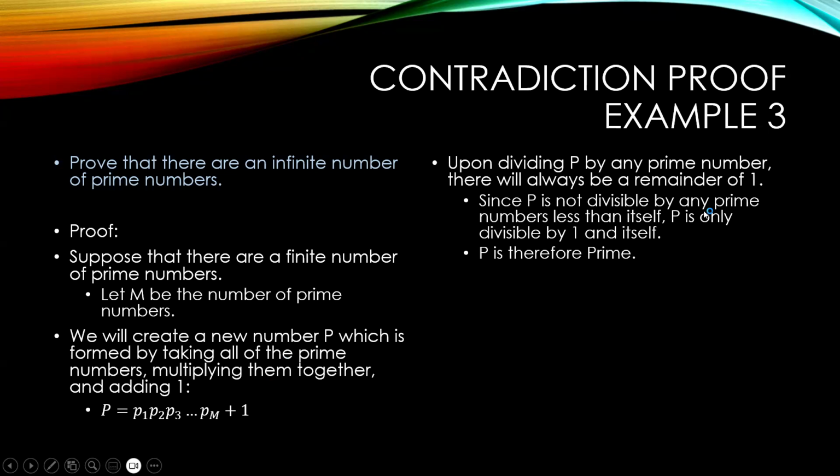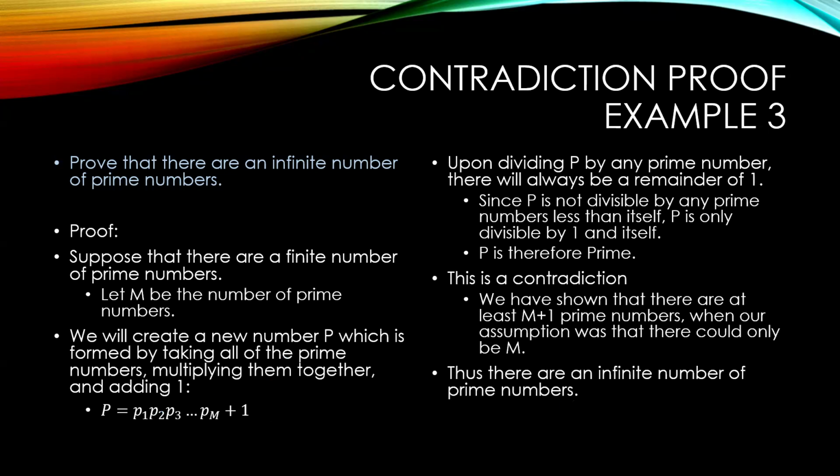Since p is not divisible by any prime number less than itself, p is only divisible by 1 and itself, meaning this new number we created is prime. But we said that we already had all the primes. And so in this case, there must be m plus 1 prime numbers when we said there's only m. That's a contradiction. We contradicted ourselves, which means that there's not going to be a finite number of prime numbers. In fact, there must be an infinite number of prime numbers.